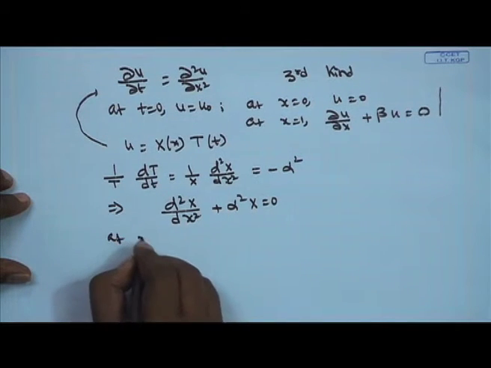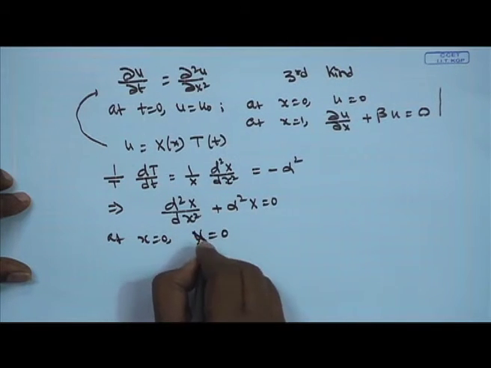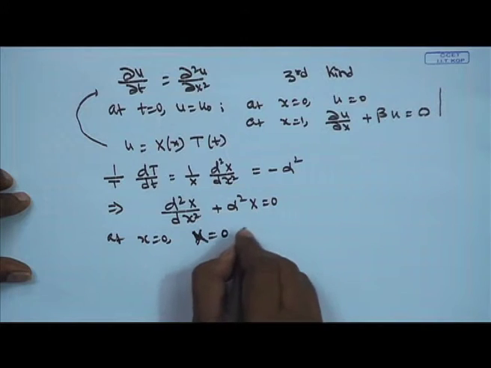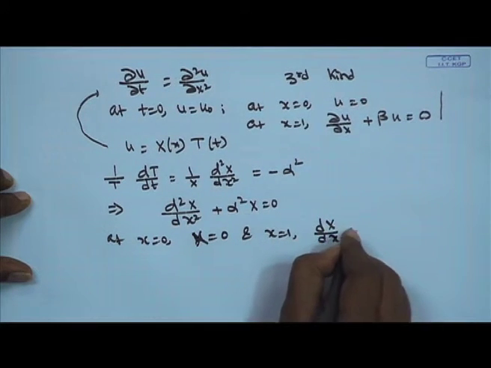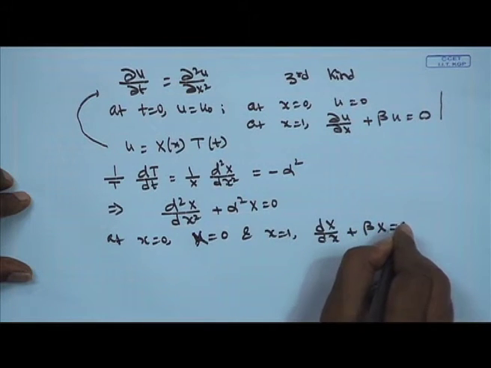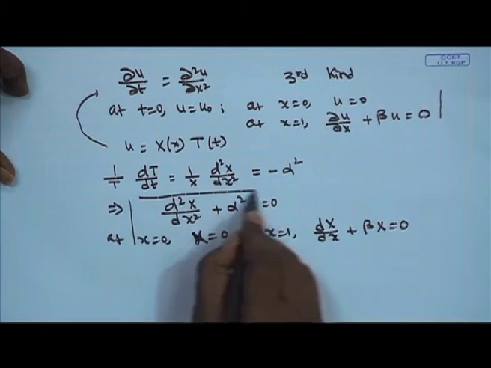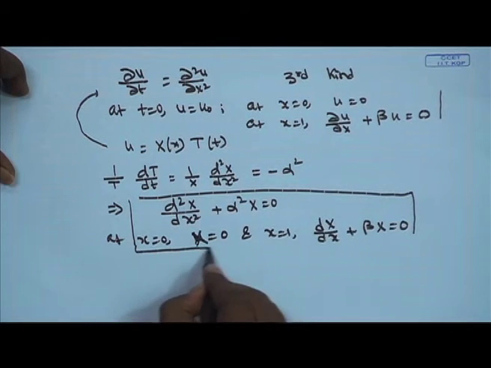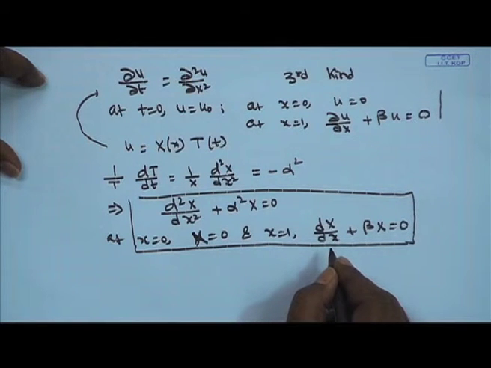So, at x equal to 0, we have u equal to 0, so capital X equals 0, and at x equal to 1, we have dX/dx plus beta X equal to 0. Again, this is a standard eigenvalue problem; in the simplified version, we have already seen the solution earlier. The eigenvalues of these problems come from the roots of the transcendental equation alpha plus beta tan alpha equal to 0.